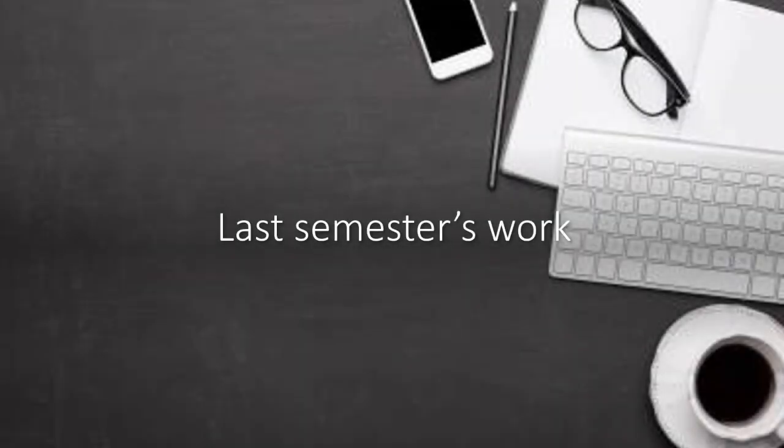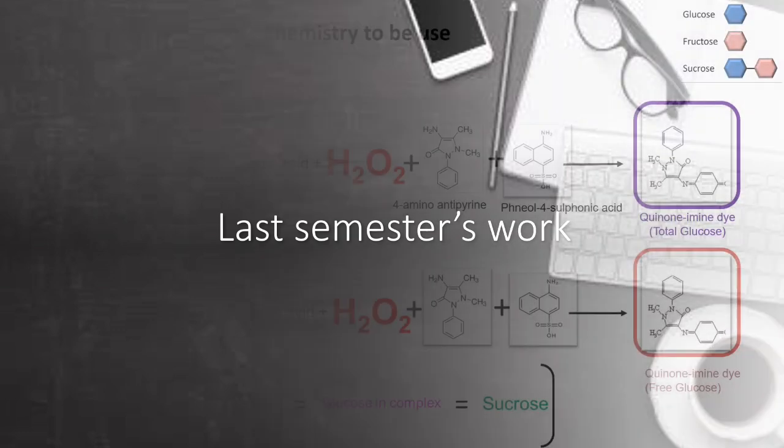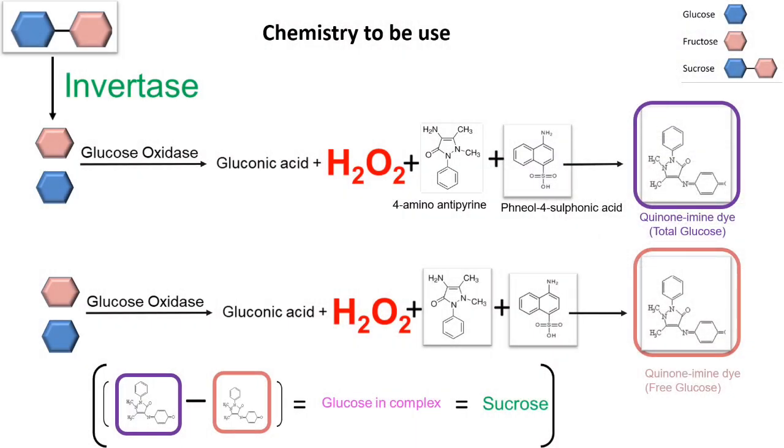Last semester, we focused on the biochemistry to be used for this sensor. We want to find the sucrose concentration in the sugarcane juice. Invertase is an enzyme that can break down sucrose into glucose and fructose. Glucose is further converted into gluconic acid and produces H2O2 in the presence of glucose oxidase. H2O2 further reacts with 4-aminoantipyrine and phenol 4-sulfonic acid to produce quinoneimine dye in the presence of peroxidase enzyme. The dye is pink in color.